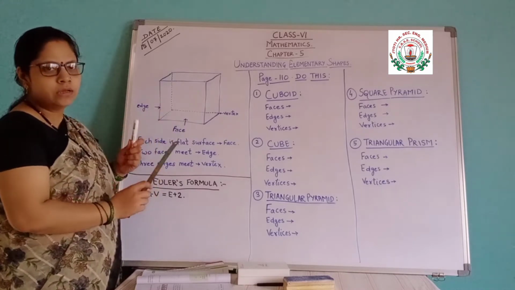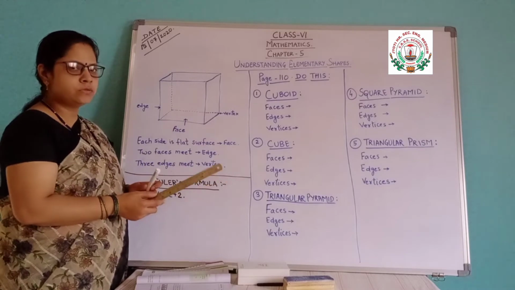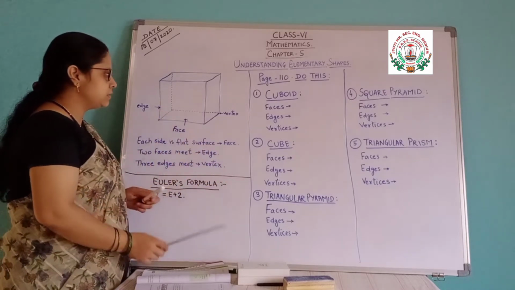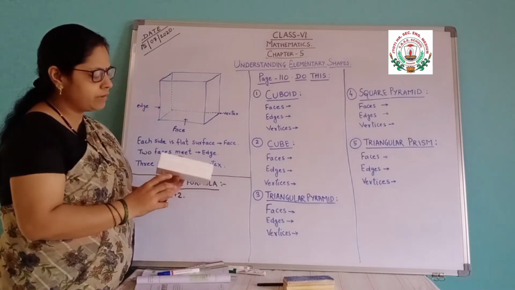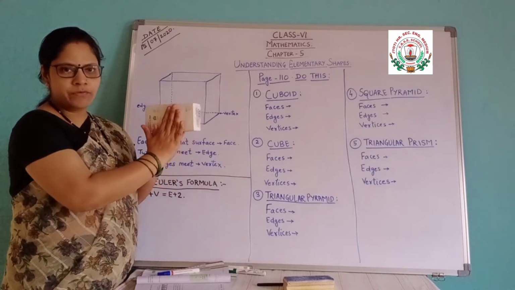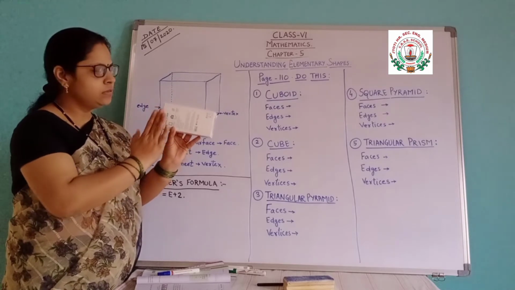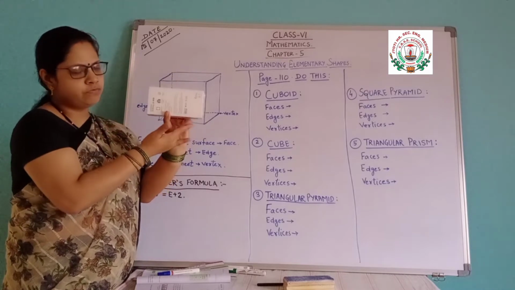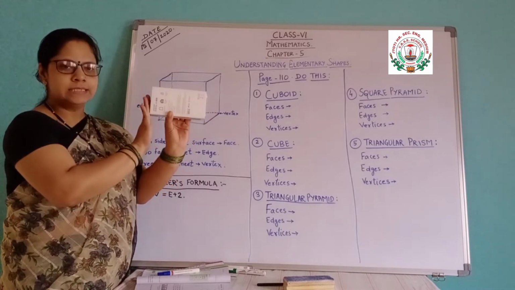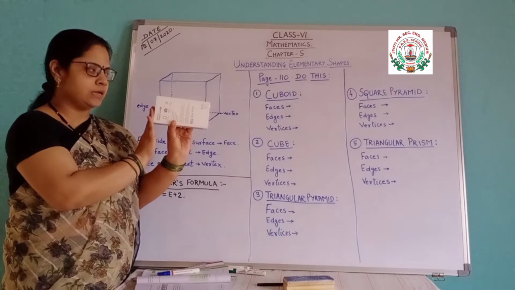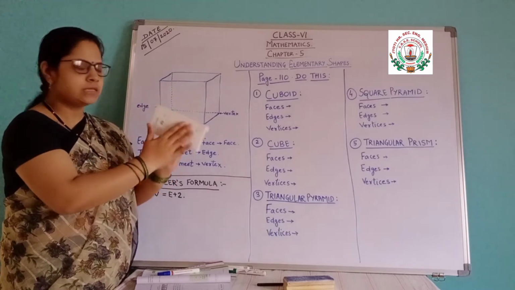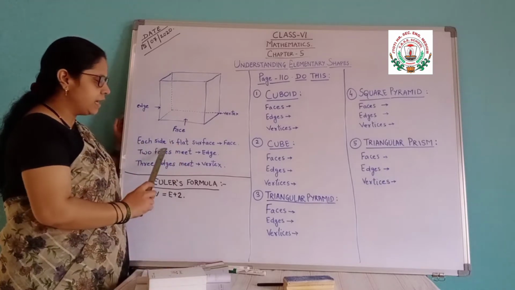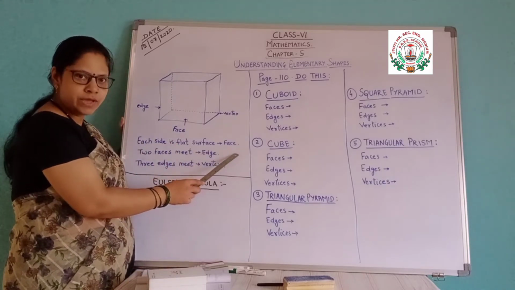So now, in the previous class also I have told you, again repeating, what are these faces, edges and vertices. Faces. With the live example, first I will explain this to you. This is one face. Face means surface. This is one face. Back side is the second face. This is the third face. This is the fourth face, fifth face and sixth face. So total 6 faces are here. Each side which is a flat surface is called a face.